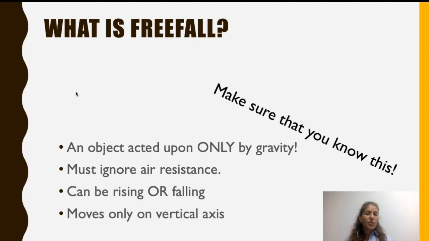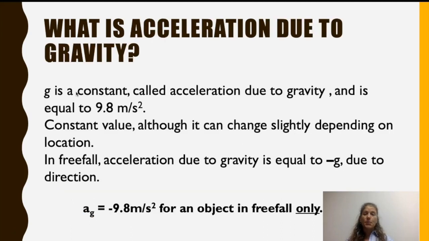You may not include air resistance. They're not going to tell you. If they let you know it's a freely falling object, then you must ignore air resistance. And you could be moving up or down when you're in free fall. I know that's misleading. The name is silly, but when you throw a ball up, it's in free fall even while it's moving up, and then it's in free fall while it's moving down. And it only includes vertical axis motion. We're going to talk about two-dimensional motion when we do projectiles.